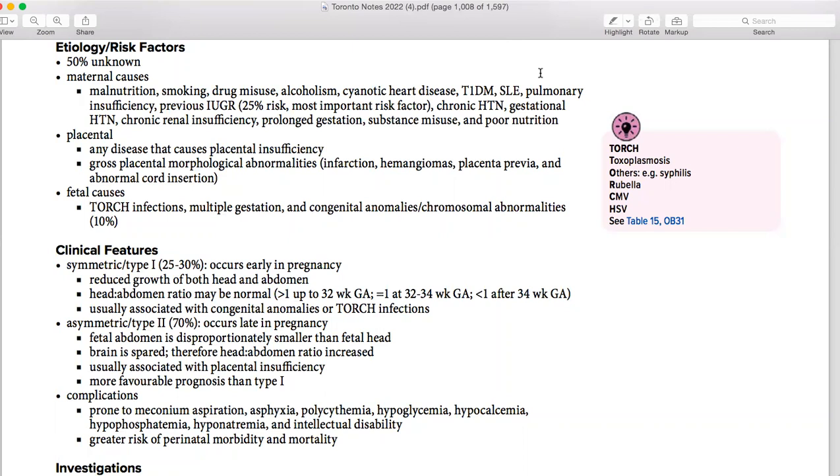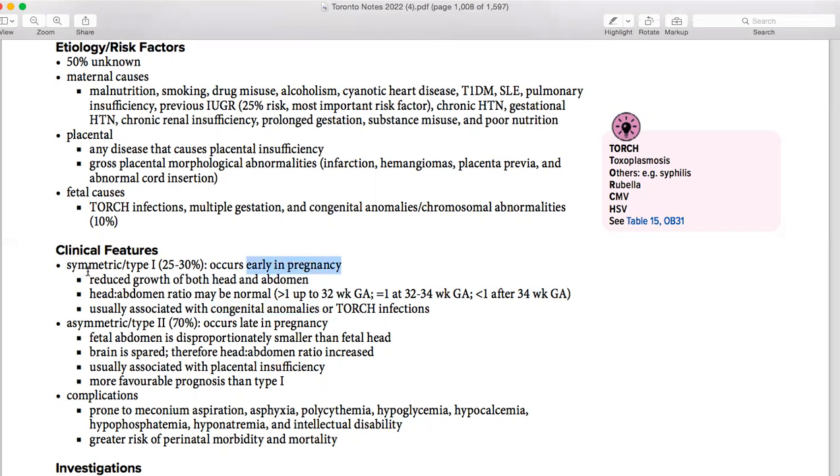Now symmetrical and asymmetrical, how will you differentiate? Symmetrical presents in early stages. Let's suppose they tell you that the head and abdomen are both reduced, and she comes in at 37 weeks. If both of them are reduced, you will get an idea that it started in early pregnancy and went unnoticed for a long time, and now she is presenting with this symmetrical pattern, right? It is mostly associated with congenital causes, because a lot of body organs are forming in the early phase of pregnancy. So which one is more dangerous?